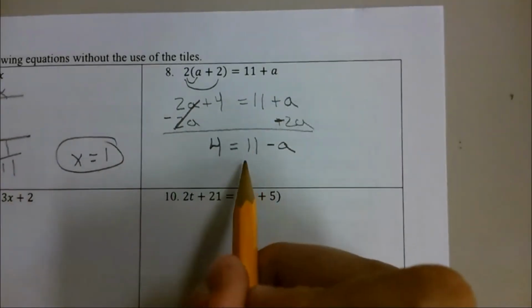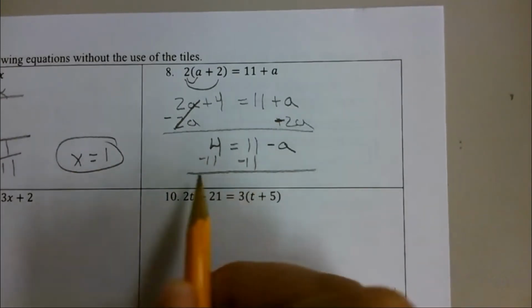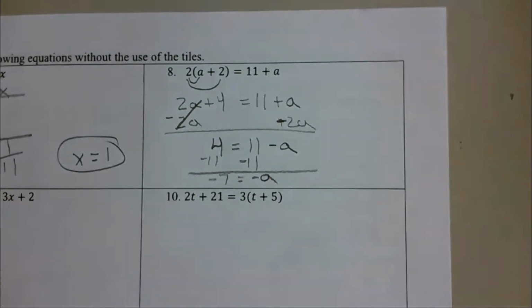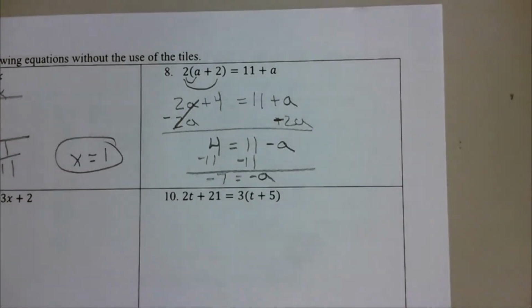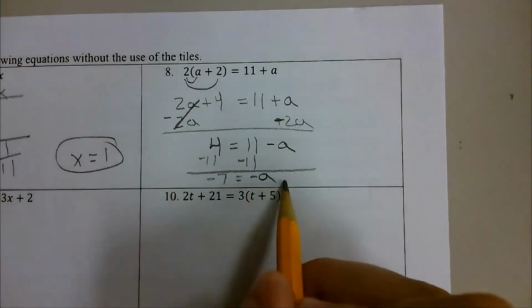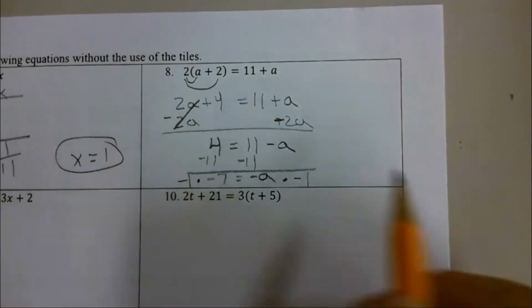So then, in order to get rid of this 11, I'm going to subtract 11 from both sides. I get negative 7 equals negative a. We don't want to know what negative a equals, so you can do one of two things. You can multiply or divide both sides by negative 1. When you do that, times negative 1, all it does is change the signs.